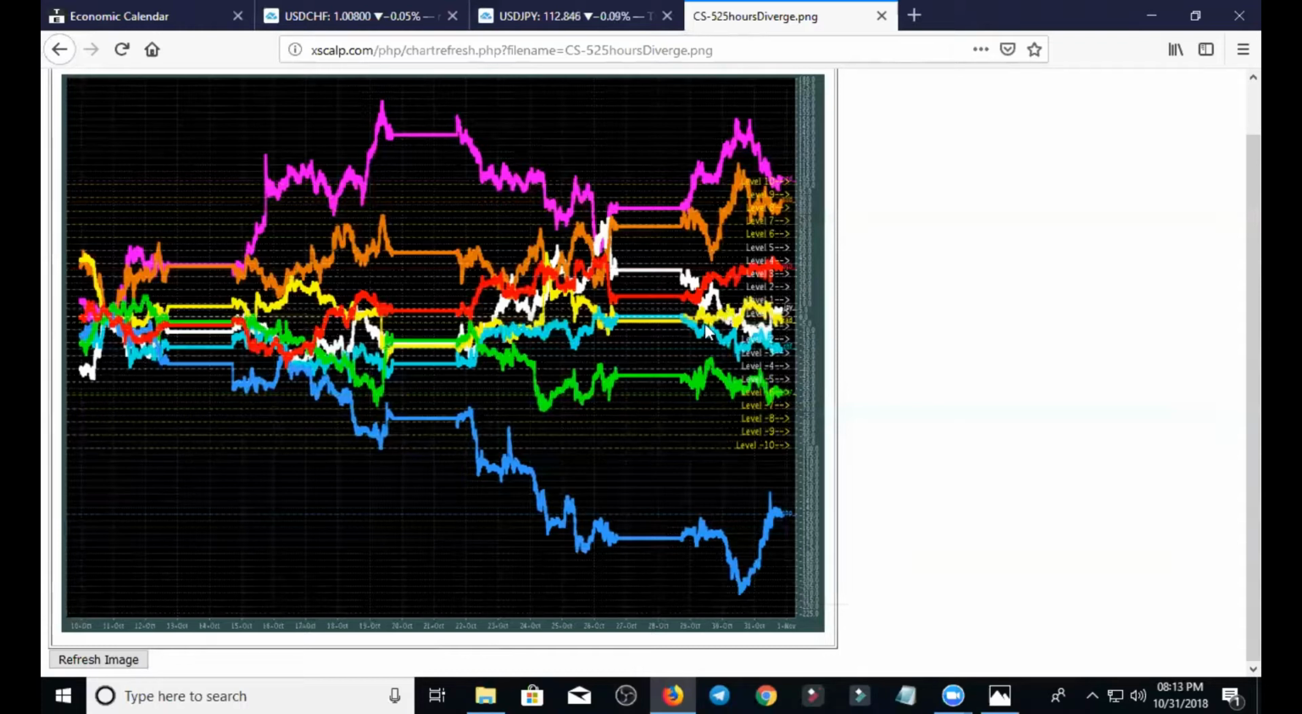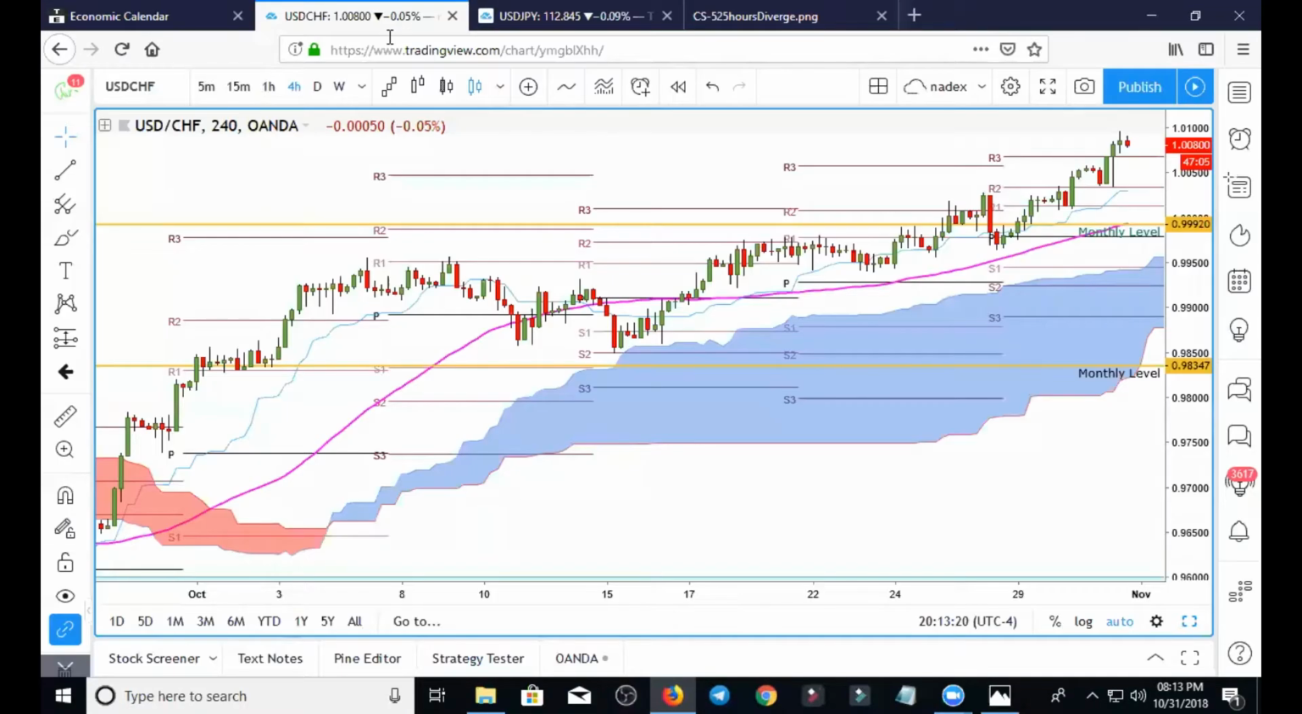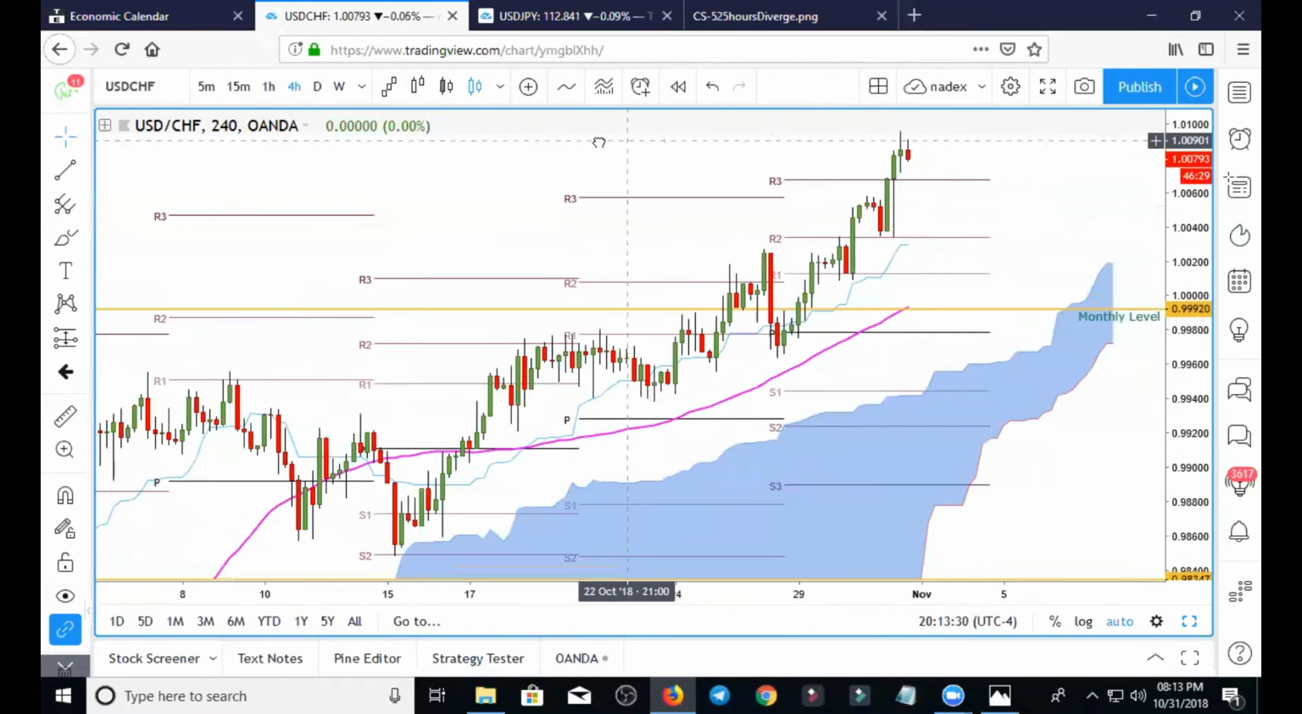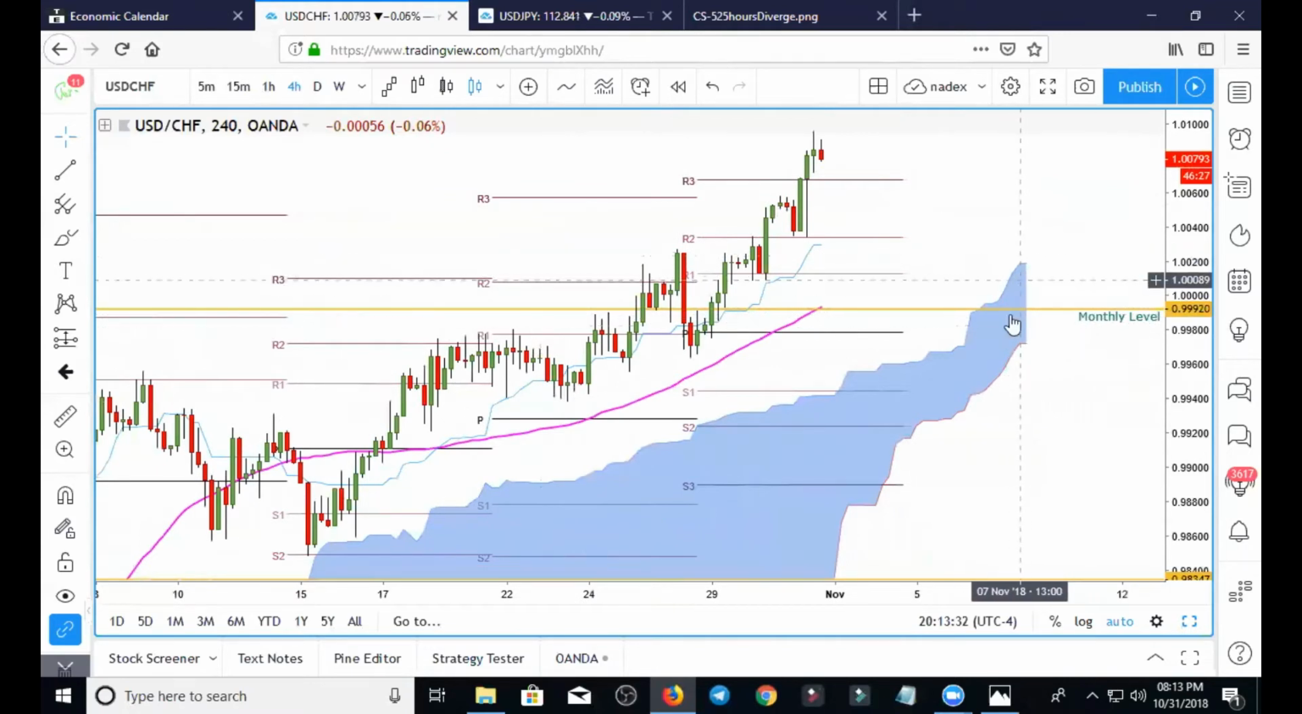I haven't traded US dollar Swiss franc for the week. I'm just waiting for my catalyst. So what is my catalyst, if you ask? As soon as we get back below this monthly level, I'm definitely shorting this. Looking at this down the road, the thinning of the cloud is showing me, hey, the strength is not there. It's weakening. So I'm going to wait until we get below this monthly pivot zone, and I'm going to short the hell out of this. Real simple. But that's my forecast on that.